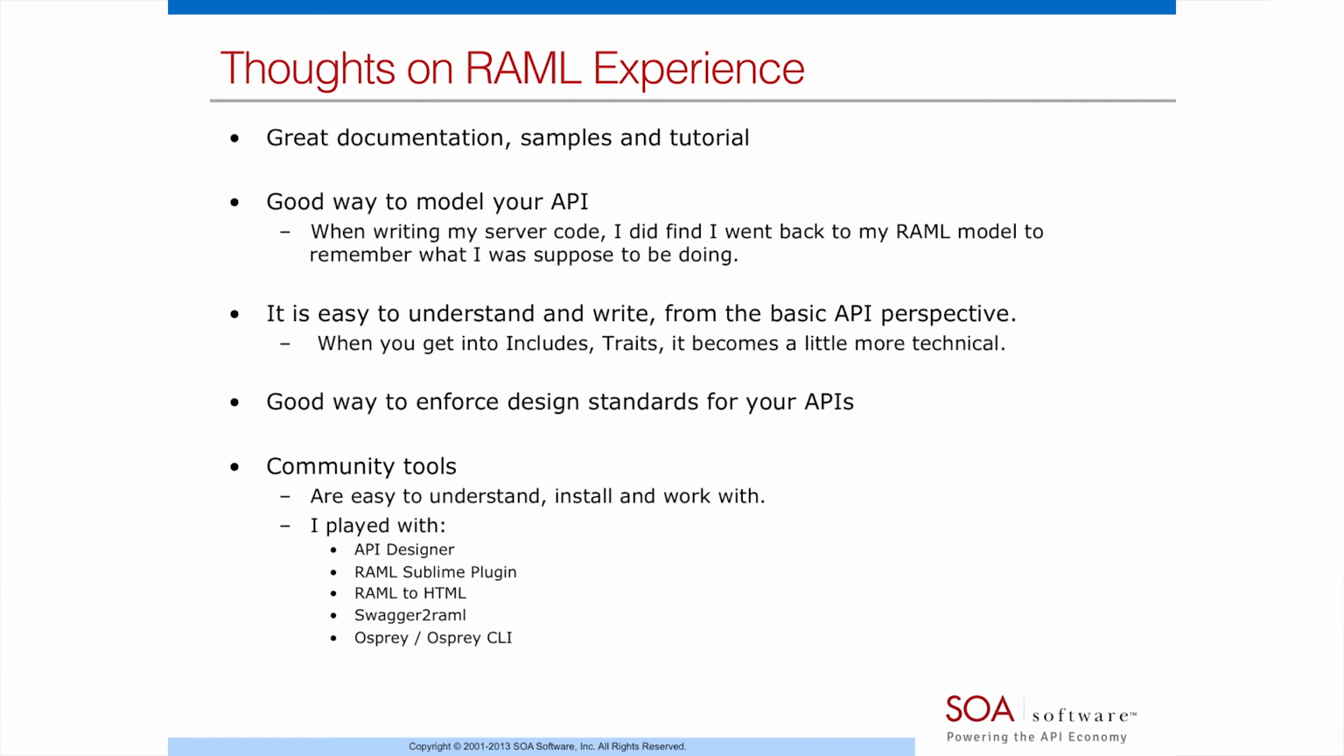Community tools are easy to understand, install, and work with. I played with the API Designer, the Sublime plugin, and RAML to HTML. They have a Swagger to RAML tool, so you can take a Swagger doc and generate RAML. And I believe there's the vice versa one. Then, again, there's OpsFree to validate during runtime. So after I built that, it didn't take me long to do that.